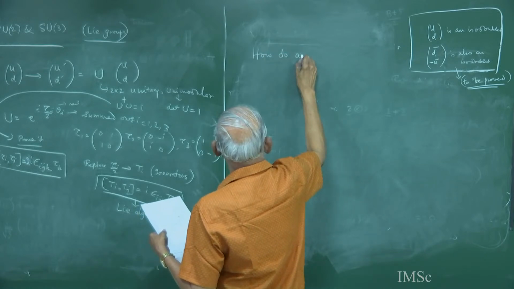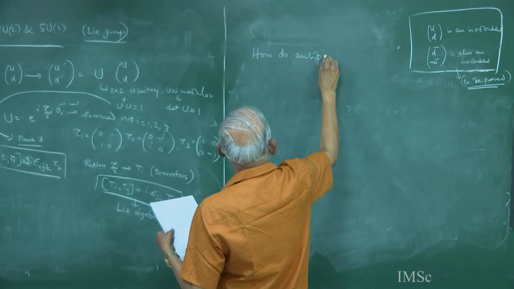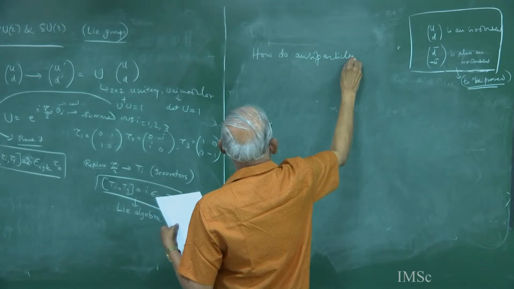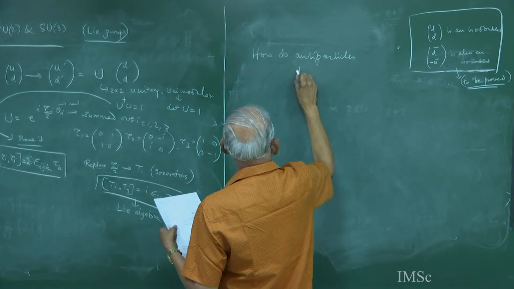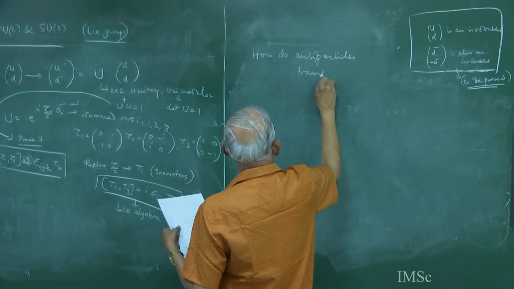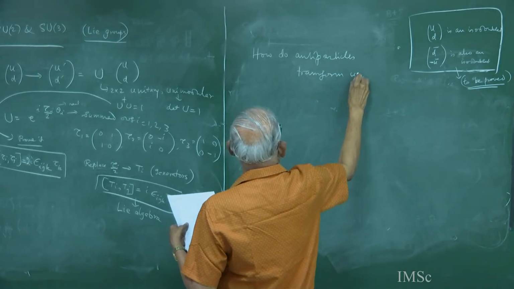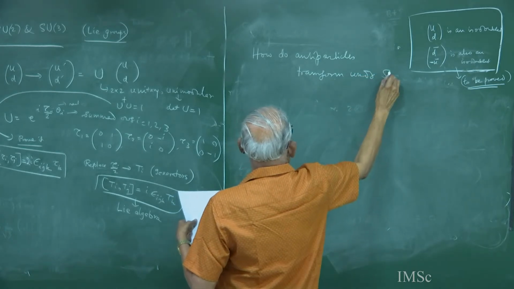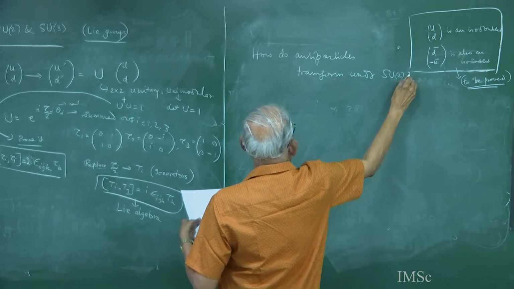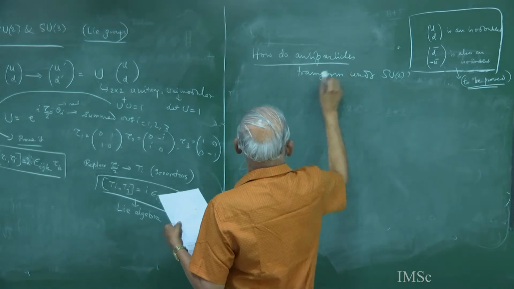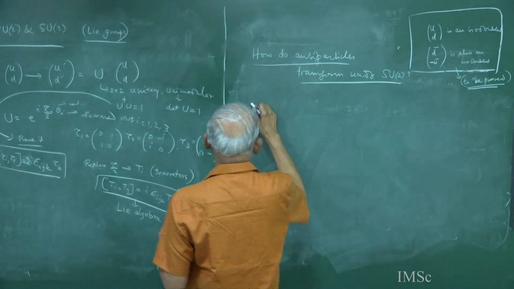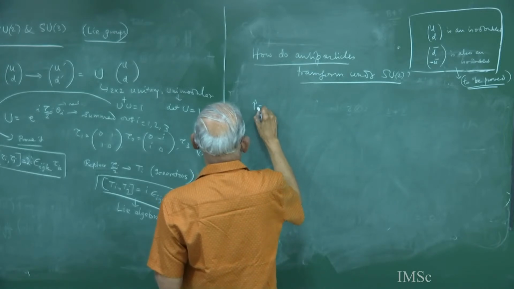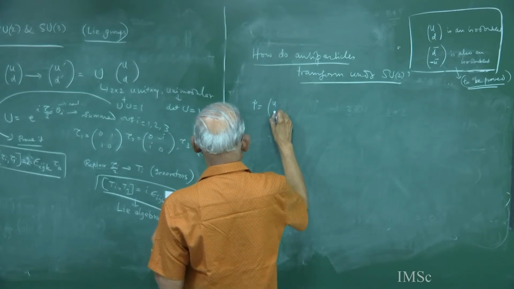How do antiparticles transform under isospin? Antiparticles transform under SU2, that is the question. The answer is very simple. Let us again take a doublet like u d.